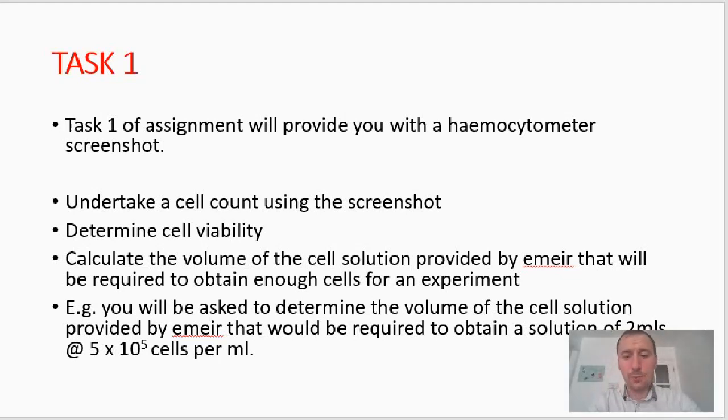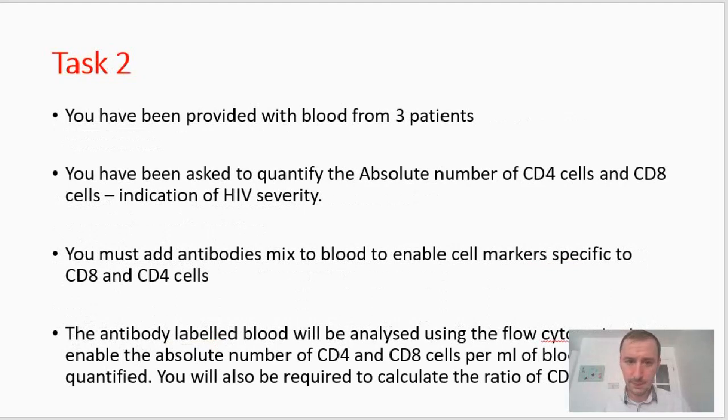So that's task 1. Task 2 is focused on flow cytometry, and it will involve HIV patients. So you'll be provided with blood results from 3 patients.